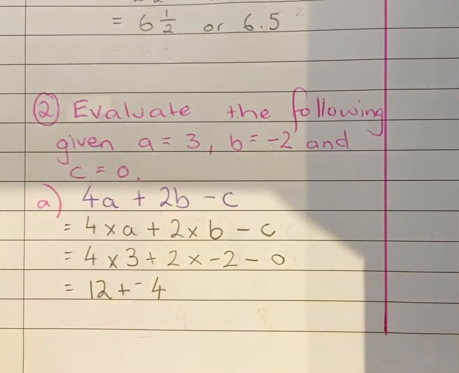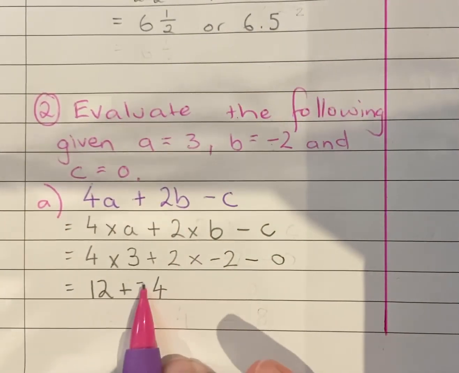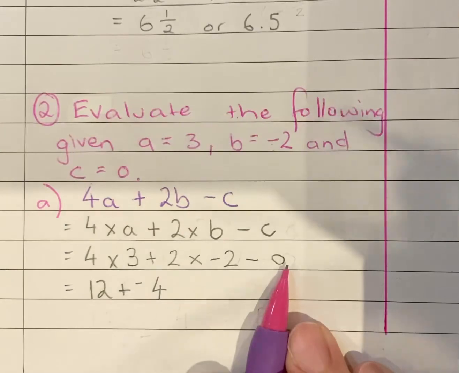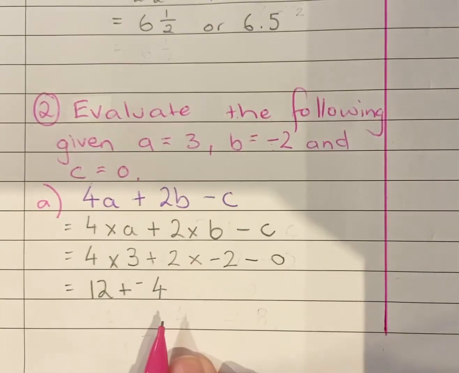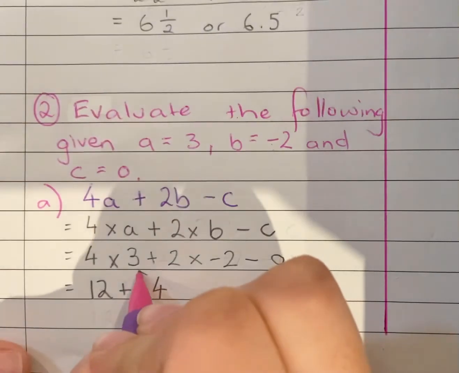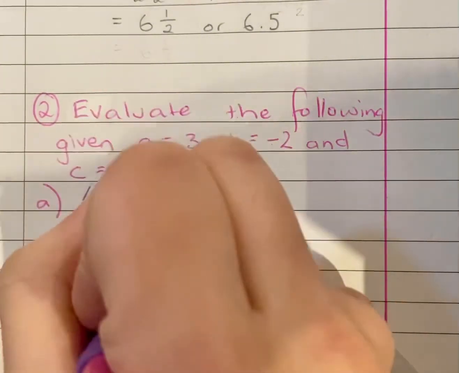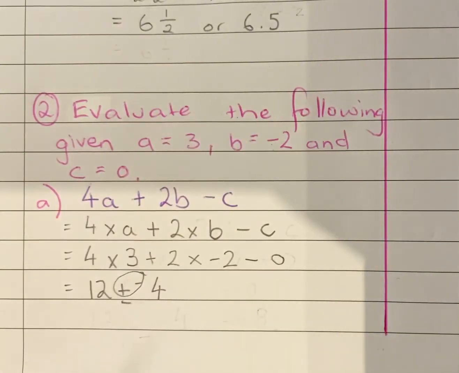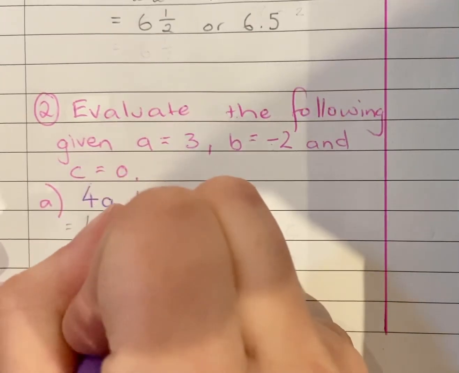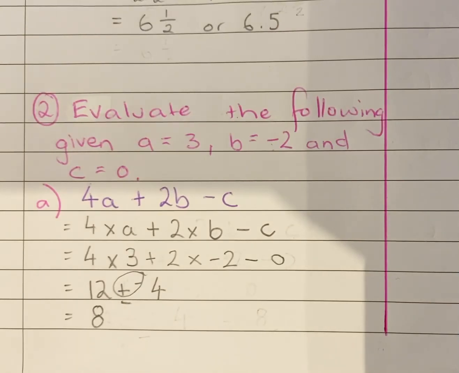2 times 2 is 4. And a positive times a negative is negative. And then take 0, I don't need to write because anything take 0 is just itself. So this I can change to a subtraction, because when you add a negative, you can combine that to be a subtraction. And 12 take 4 leaves me with 8. So I have evaluated 4a plus 2b take c, where a is equal to 3, b is equal to negative 2, and c is equal to 0, is equal to 8. All right, have a go yourselves.